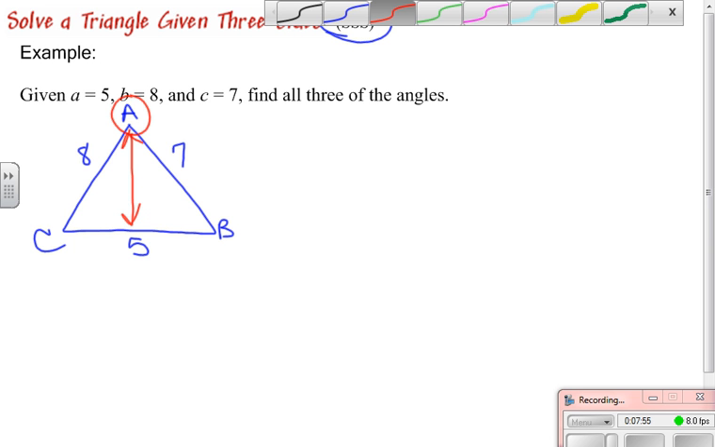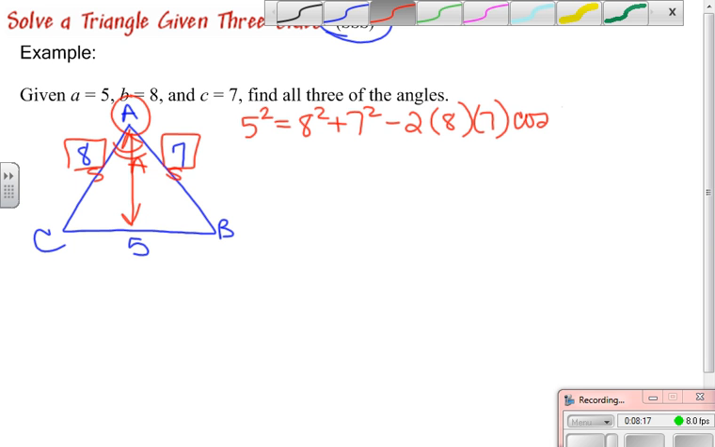So those are my bookends. So I need to start with 5 squared. That is equal to these two guys, because this is going to be my side angle side situation. So 5 squared is equal to 8 squared plus 7 squared minus 2 times 8 times 7 times the cosine of the angle I don't know. Again, order of operations says I have to do things in that order. We're also going to have some solving, because this is my unknown.